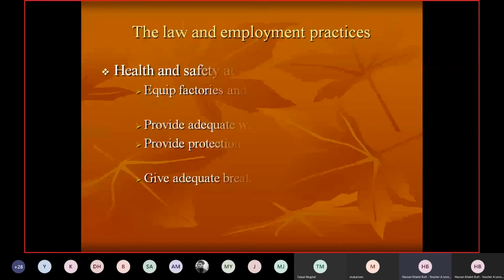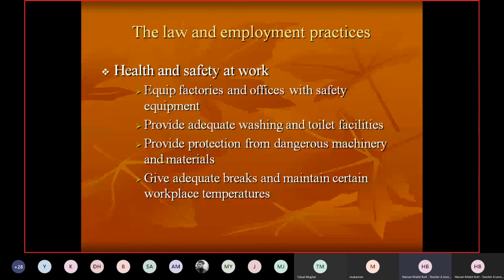Now, if you see health and safety, the business needs to be conscious about it. That is, equip factories and offices with safety equipment. If there are machines being run, they need to be safe, and for that, workers need to be trained. If workers are not trained and some injury happens, obviously the workers can claim heavy damages in court against the company. And if there are very dangerous machines, there needs to be a clear caution or statement that please stay away from that machinery while passing.